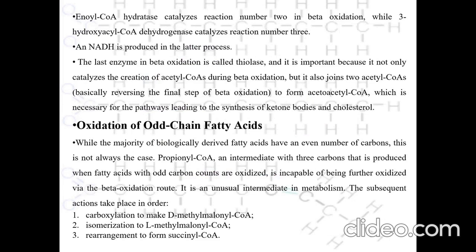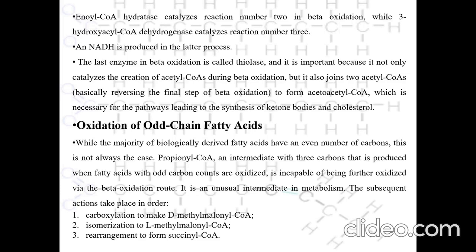The last enzyme in beta oxidation is called thiolase, and it is important because it is not only catalyzing the creation of acetyl CoAs during beta oxidation, but also joins two acyl CoAs, reversing the final step of beta oxidation. Oxidation of odd chain fatty acids.